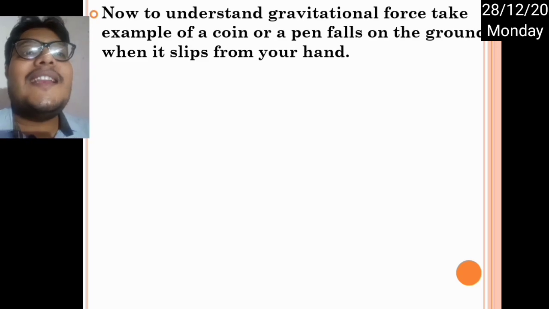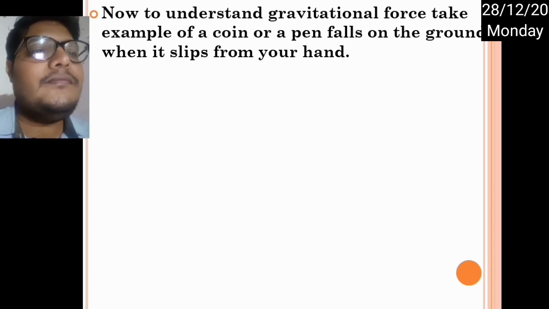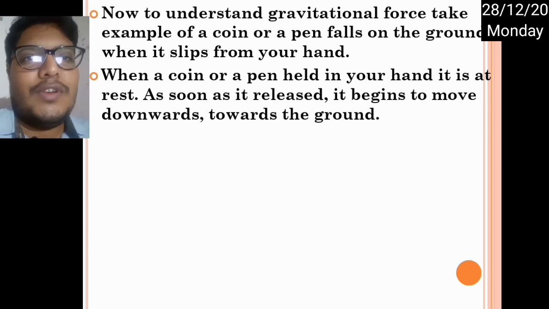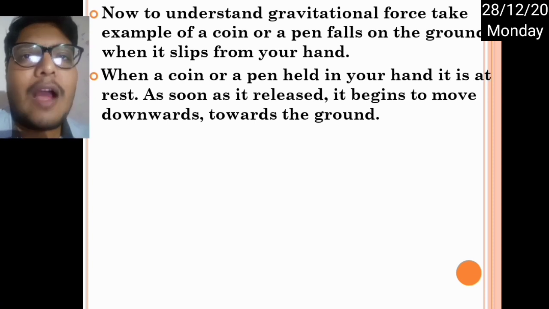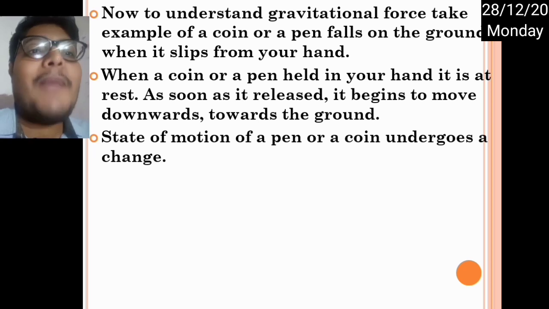Now to understand gravitational force, take the example of a coin or a pen that falls on the ground when it slips from your hand, right? When it slips, it falls on the ground. Now see the second point. When a coin or a pen is held in your hand and it is at rest, as soon as it is released, it begins to move downwards towards the ground. The state of motion of the pen or coin undergoes a change.